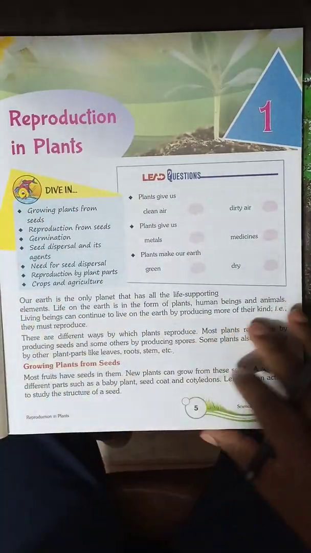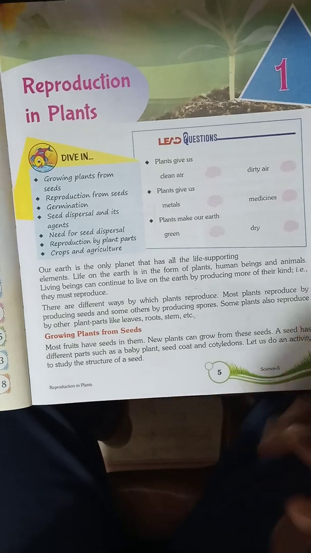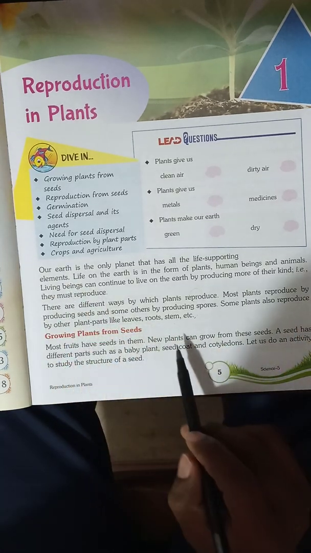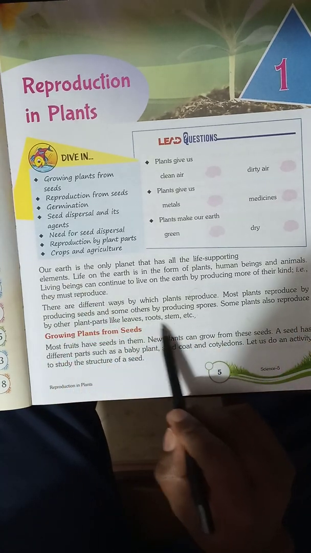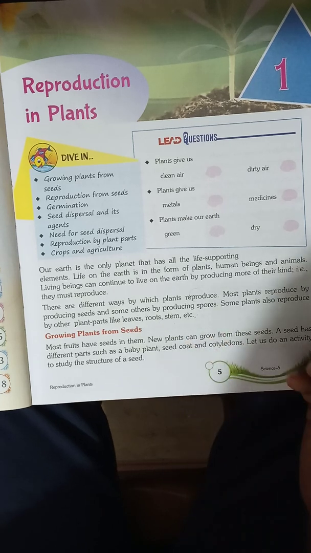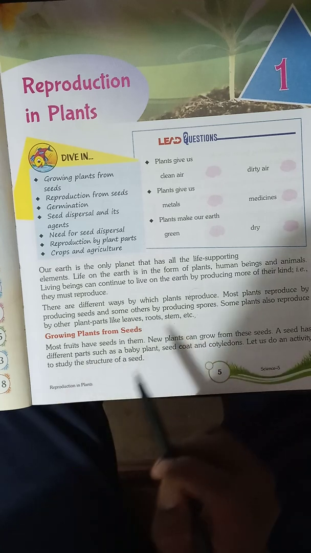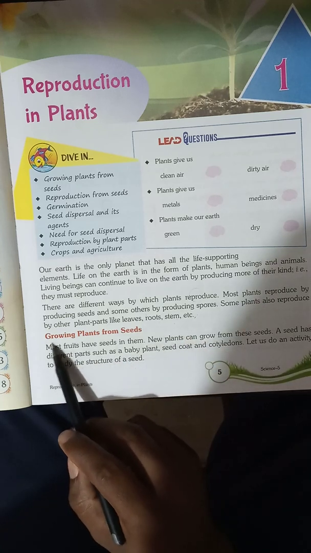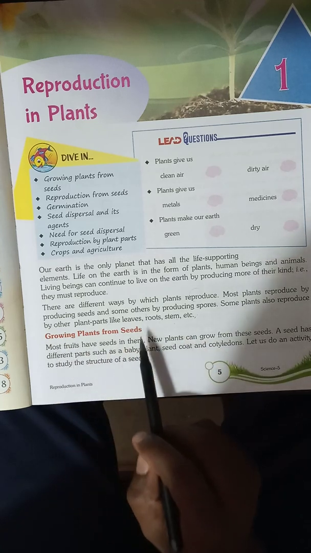So today we discussed from our Earth to root, stem, etc. Next class we will be discussing growing plants from seeds.